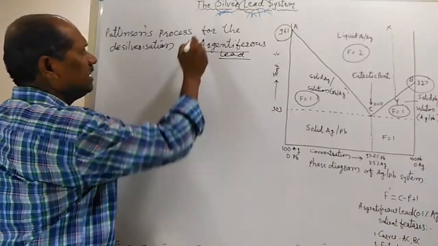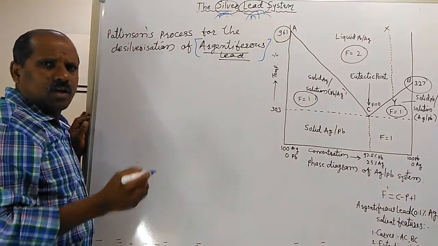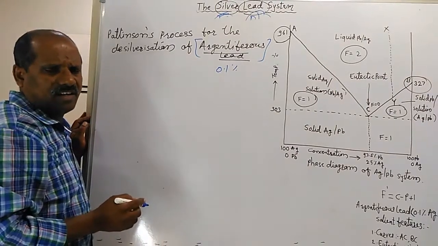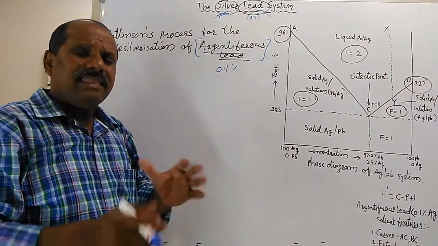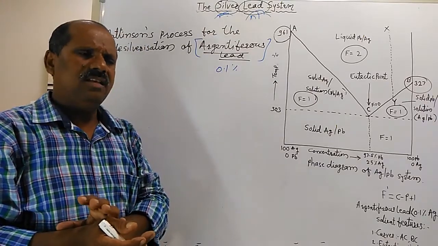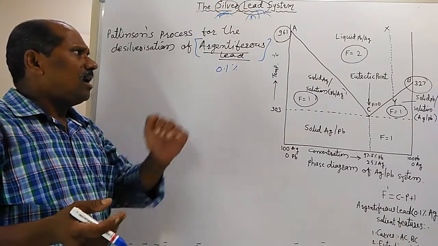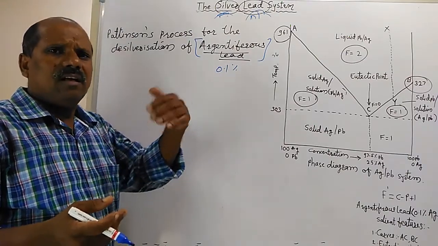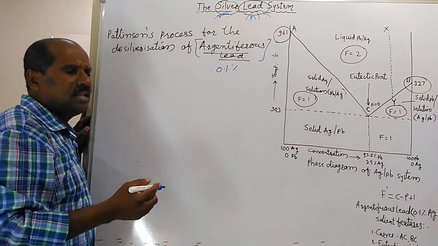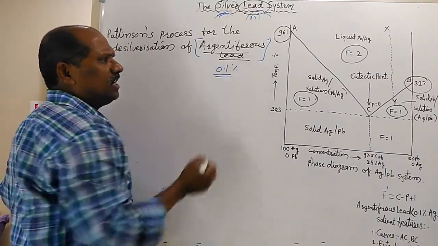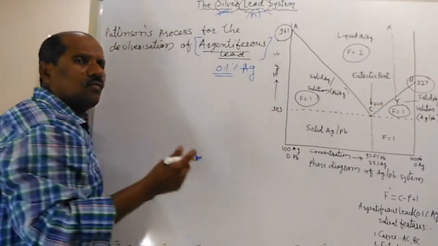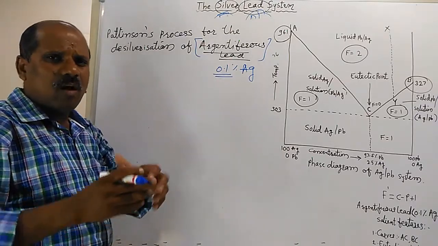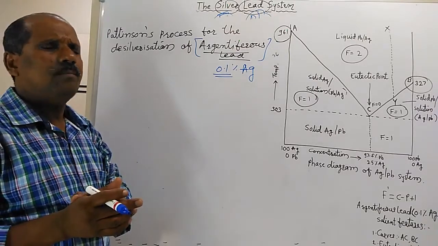This argentiferous lead has a composition of silver that is 0.1% only or less than 0.1%. That silver should be removed from the argentiferous lead for commercial or different purposes. That is the intention. But 0.1% Ag is a very low percentage, and in that case such argentiferous lead cannot be used directly or profitably for the further process of the extraction of silver.